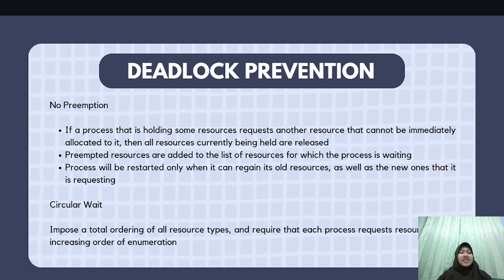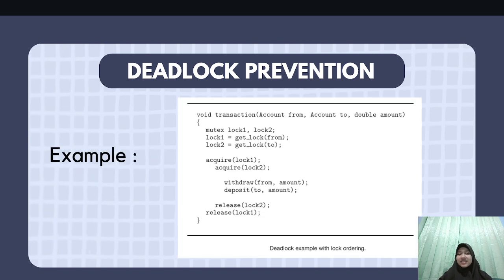Okay, the next is circular wait. Impose a total ordering of all resource types and require that each process request resources in an increasing order of enumeration. Here is an example of deadlock with lock ordering. Here is the code.